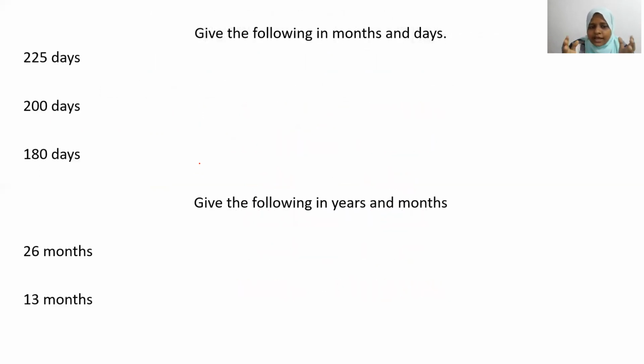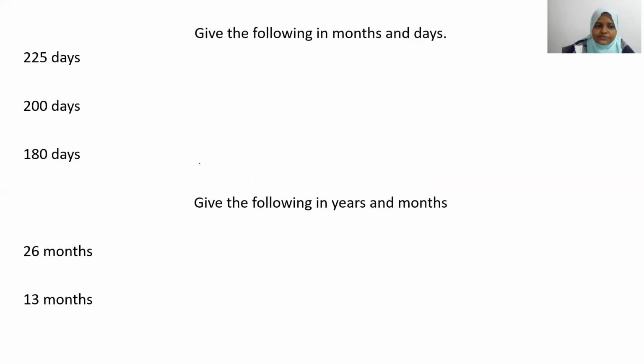So I have given you 2 types of questions. The first type is: give the following in months and days, which is already in days. 225 days. So first you have to change the days into months. So days and months, how much? It can be 30, it can be 31, but when you do this kind of activity, just keep in mind it's 30. Don't confuse it with 31, just keep it in your mind, it's 30.